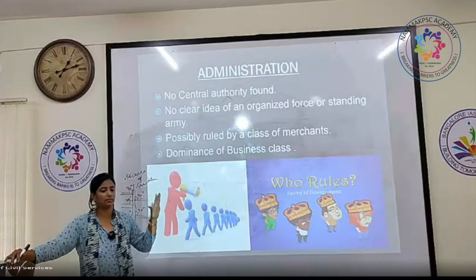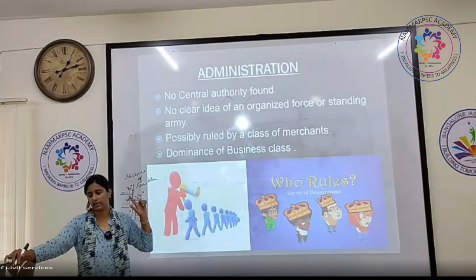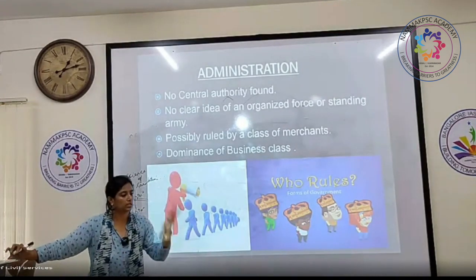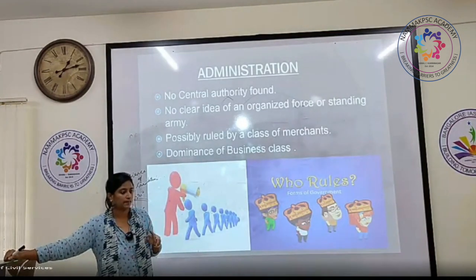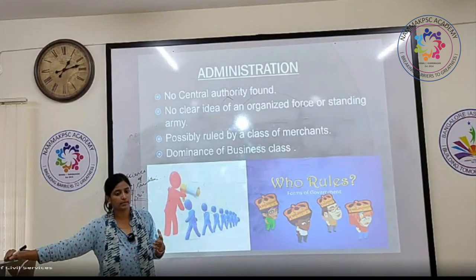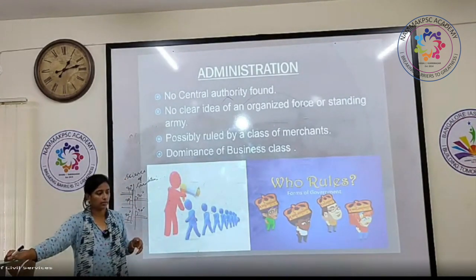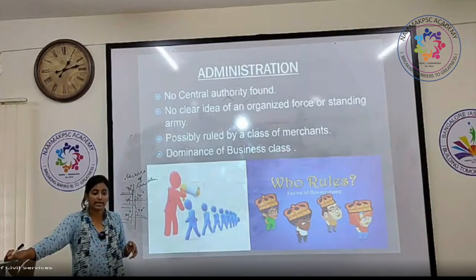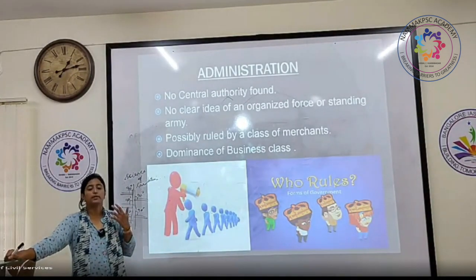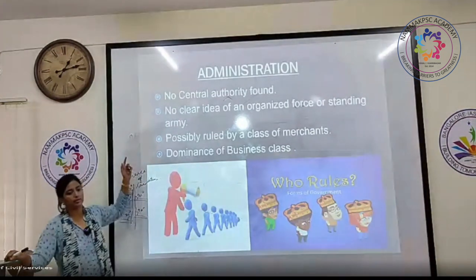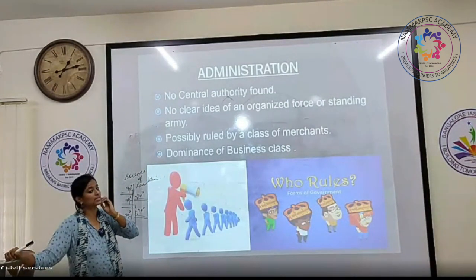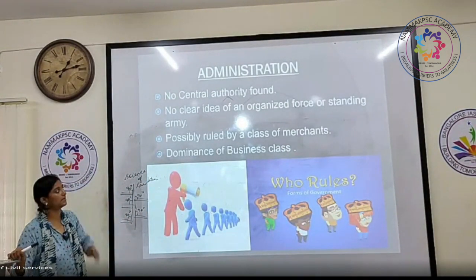Whether it is a monarchy, or a democratic state, or an aristocratic state. Aristocratic means a highly influential business class, elitist people ruling the area. That is called aristocratic or oligarchy. So we do not know what kind of government existed. So we do not generally find central authority. We do not have evidence for that.